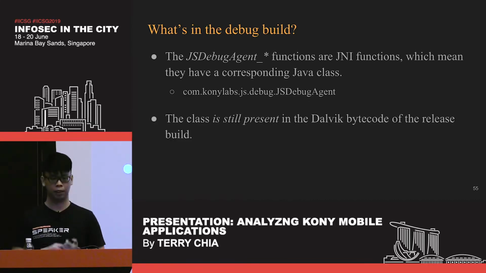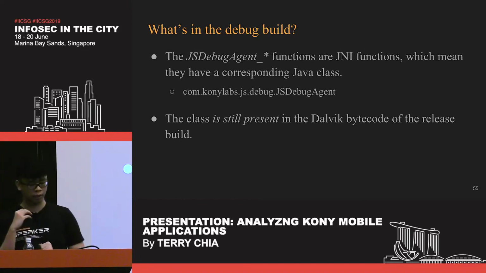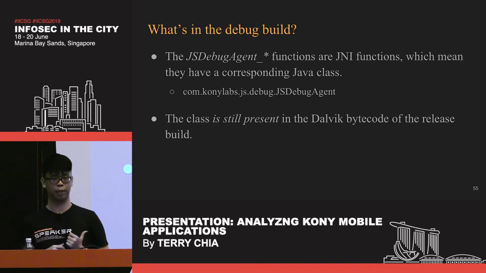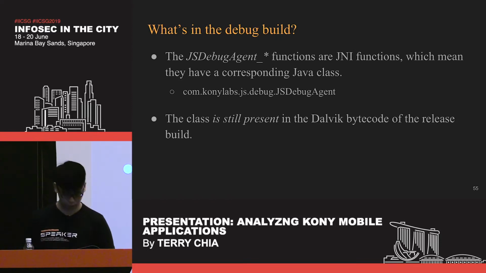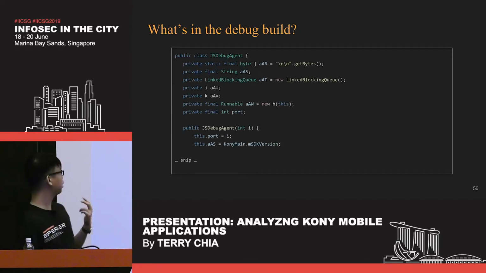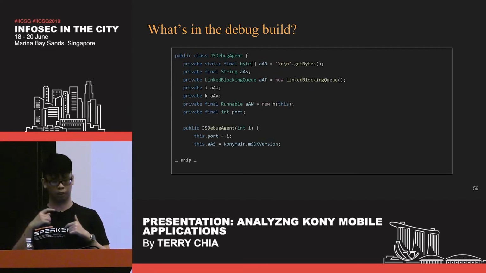And the interesting thing is that the JS debug agent functions are actually JNI functions, which means that they have a corresponding Java class so that the APK can call it. And this Java class is actually the JS debug agent class. And that class is still present in the Dalvik bytecode of a release build of the application. So this is what the class will look like, just a very small snippet of it. And you might notice that there is a variable called port, where you can specify which port you want the debugger to be listening on.